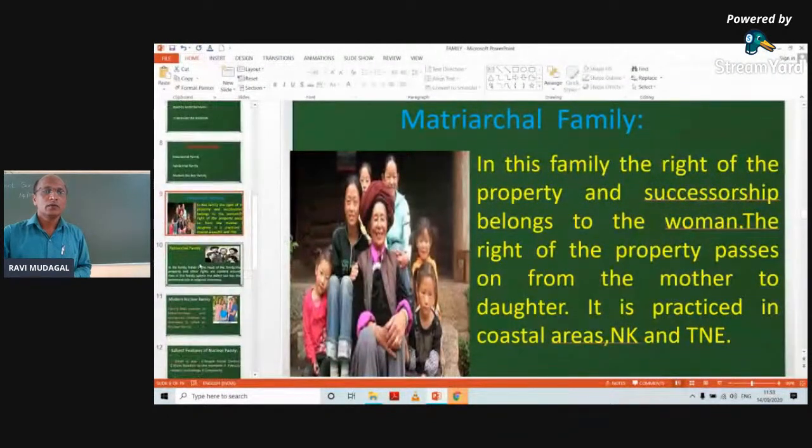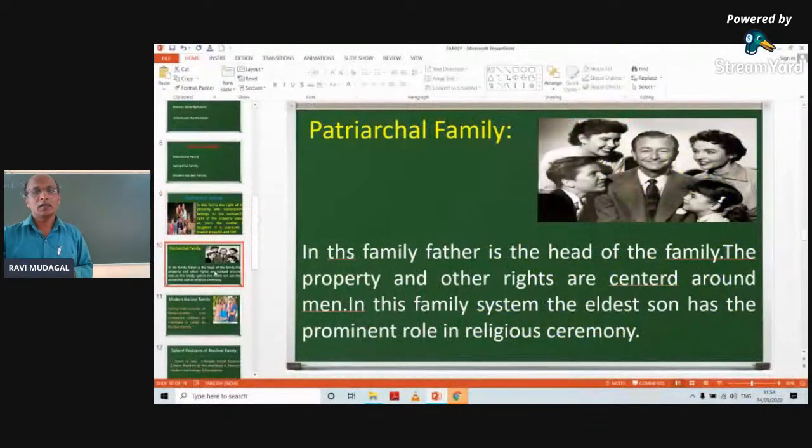Now, let's move on to the next type of family, the patriarchal family. Dear students, what is the meaning of patriarchal family? You need to understand. In a matriarchal family, the mother plays a vital role. Mother's property and successorship belong to her. Once she loses her life, the property passes on to her daughter, not another person.